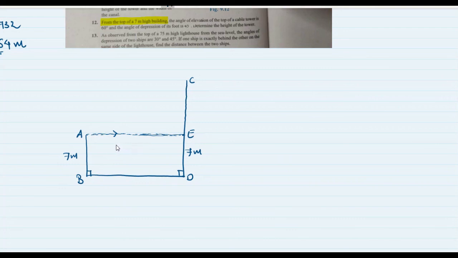Okay. Now they have given the angle of elevation of the top of the cable tower from the top of the building. So from here, if you join a line like this, you get an angle of elevation which is equal to 60 degree. And if you drop down another line to the bottom of that cable tower from the top of the building, you get angle of depression as 45 degree. This is 45 degree.